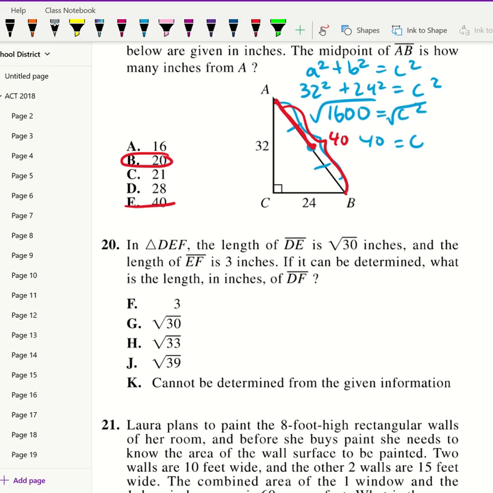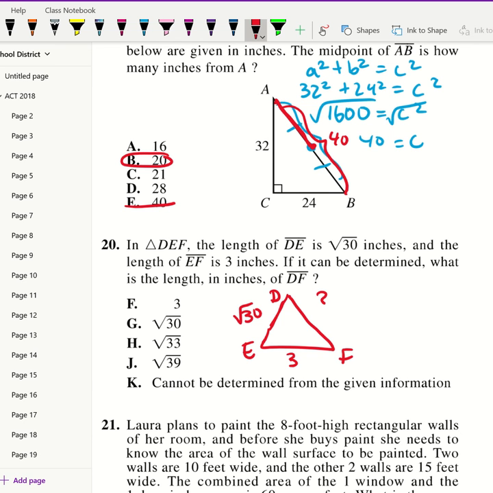For number 20, we have a triangle, and what we know is how long DE is. Now, I don't know anything about the type of triangle that this is. So this might be acute, might be obtuse, might be a right triangle. I don't know. I do know the side length is 30. I know the side length for EF. And they want to know, if we can possibly find it, what is the side length of DF?